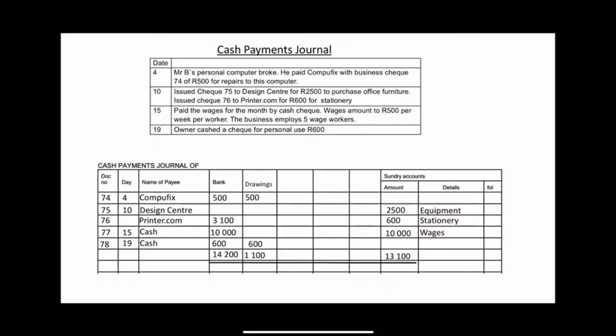We can then total up your columns, and when you would take it to your general ledger, you would put your folio numbers. So that's basically how we work out cash payments journal and cash receipts journal.